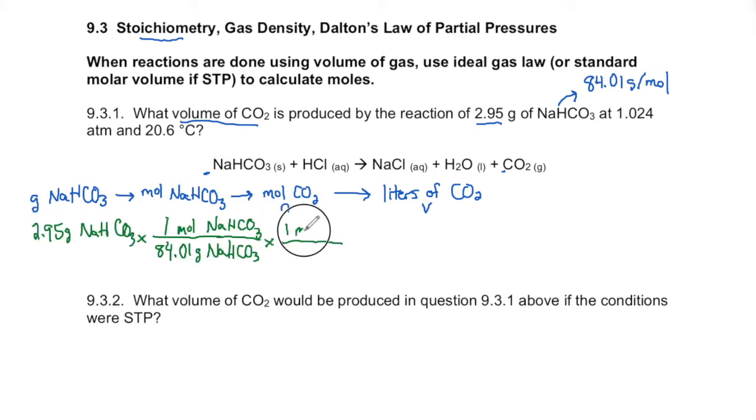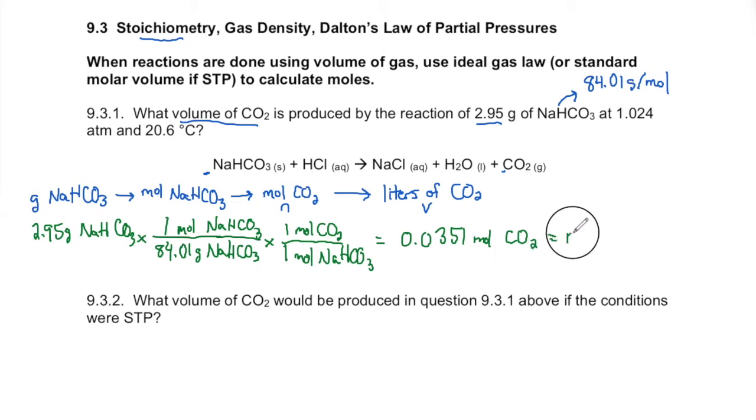Then we can use the molar ratio. There's 1-to-1 moles of carbon dioxide to moles of sodium bicarbonate. And that comes out to be 0.0351 moles of carbon dioxide. So that is n, our number of moles of gas. Now we want the volume of gas, so we can use the gas law, PV equals nRT, and that rearranges to the volume is nRT over P.